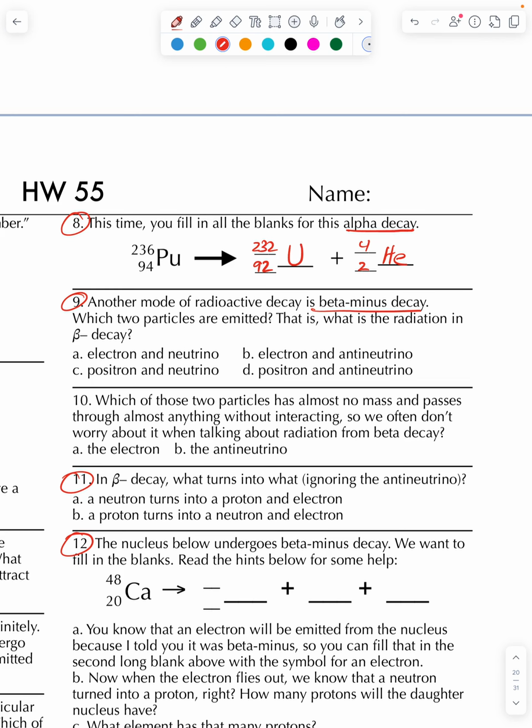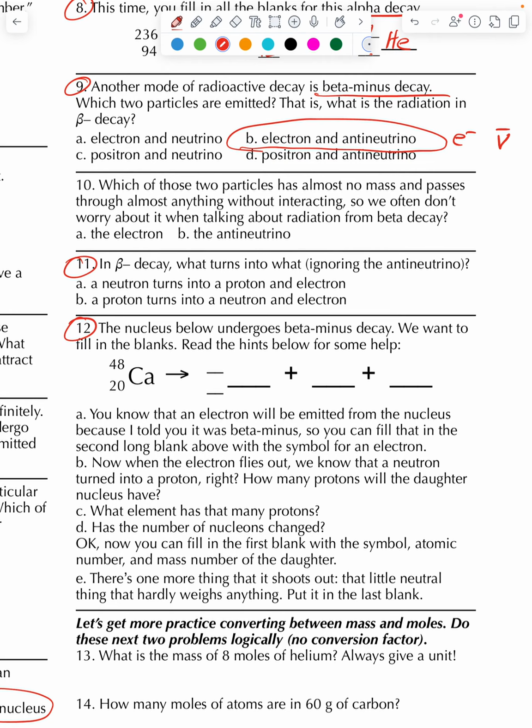Now another type of decay is beta minus. It emits 2 particles. And I could just ask a question like this. What's emitted in beta minus? It's going to be an electron and an antineutrino, which we symbolize as e minus, and this, the thing with the bar over it. Okay, and we'll do one a little bit below at number 12. In number 11, in beta minus decay, what turns into what, ignoring the antineutrino? Well, a neutron is turning into a proton plus the electron plus the antineutrino, right?